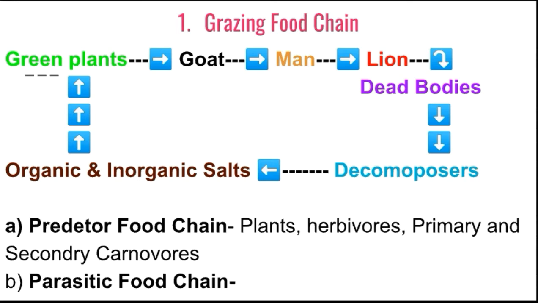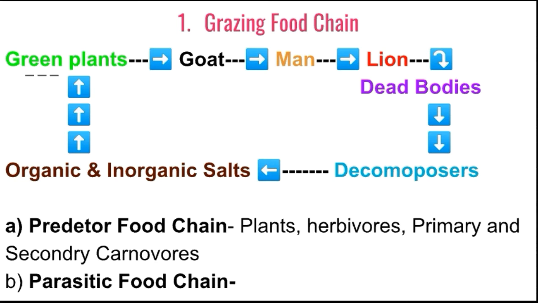After the death of the lion, its dead body is decomposed by decomposers, and those decomposers again release chemicals or organic salts into the soil, and those organic and inorganic salts are again reutilized by the green plants. That is one particular chain, one particular pattern. That pattern is called a food chain, or the grazing food chain.